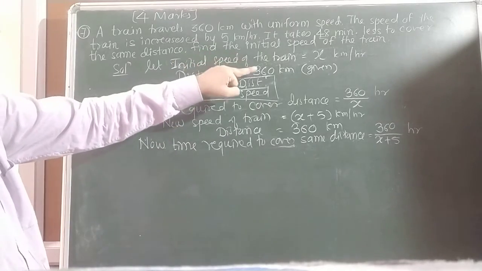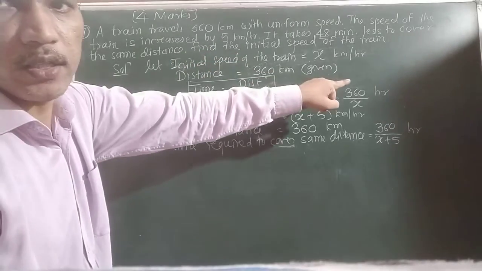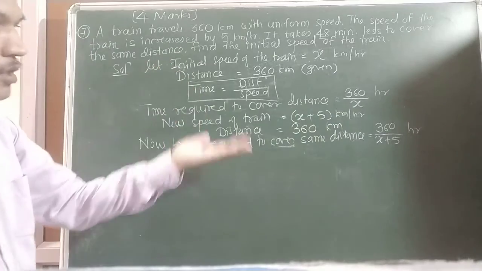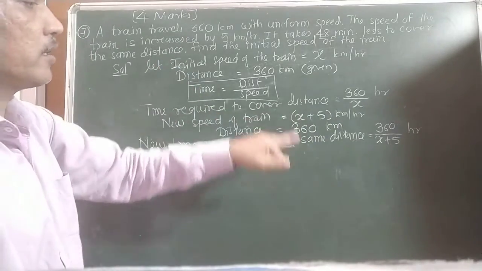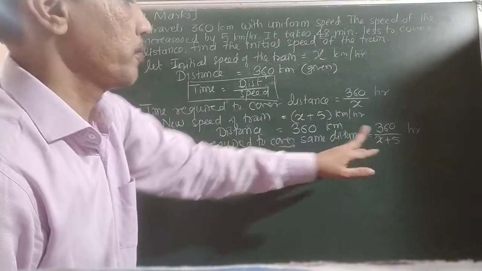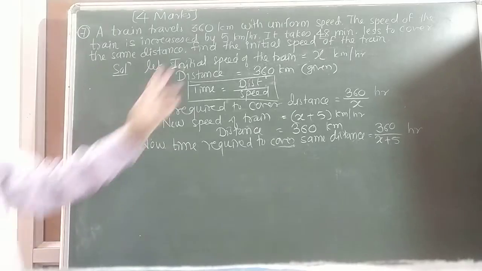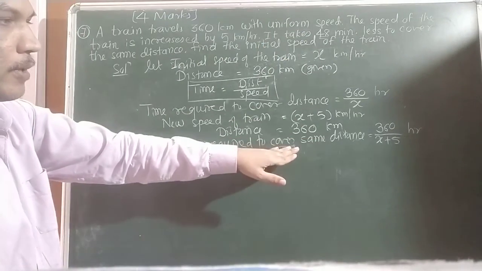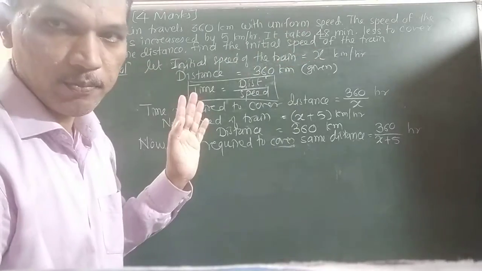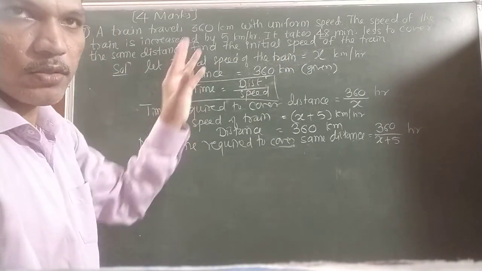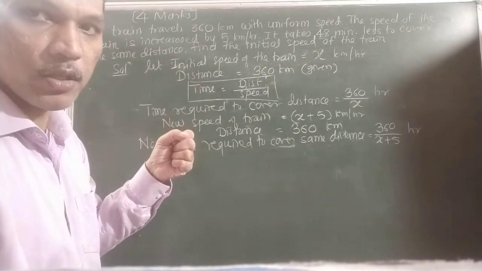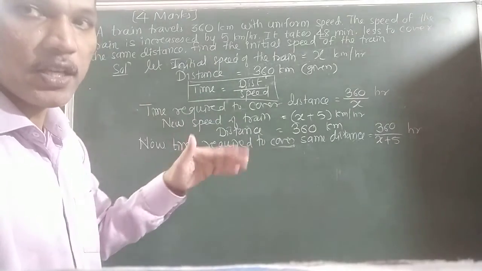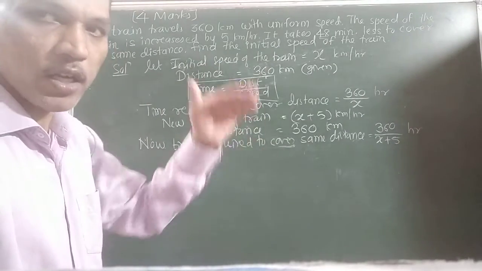So up to here clear? Speed is X, distance 360. So time required 360 upon X. Now new speed is X plus 5, distance fixed. So distance upon speed is equal to time. But now they have given a condition, if we increase speed by 5 km per hour, we require less time. Barabar. It is obvious, because if the speed of the train is increased, obviously we can reach earlier, that means we require less time.